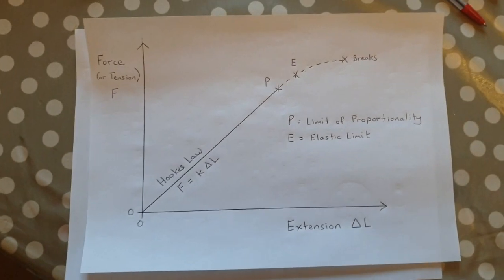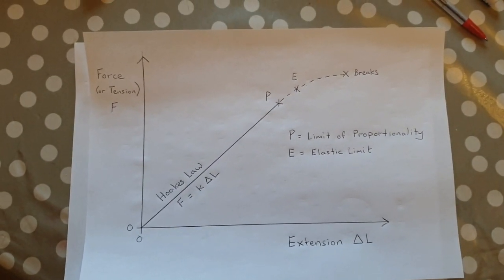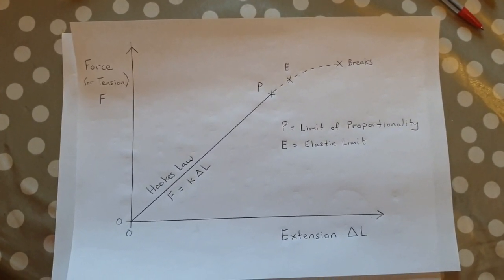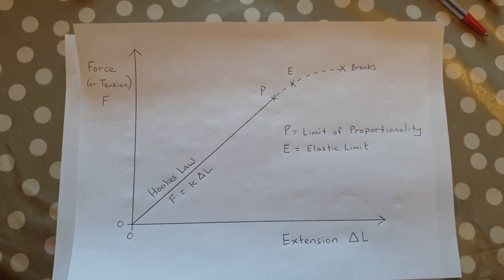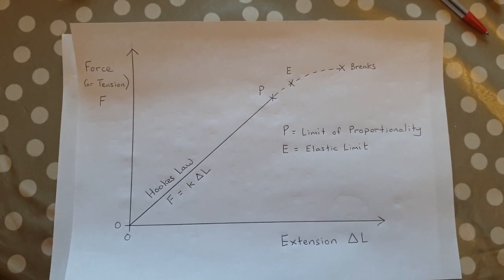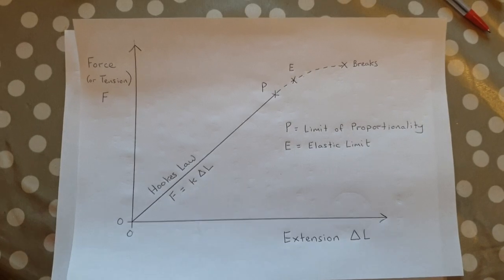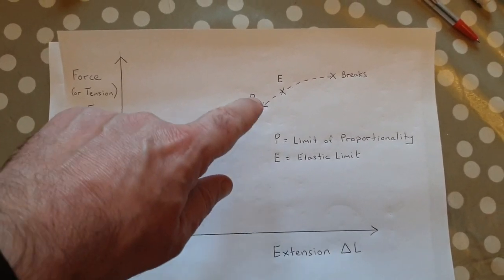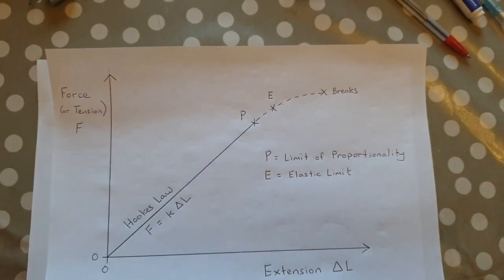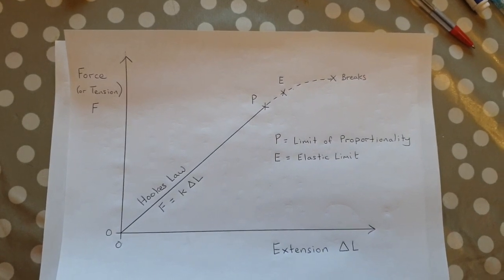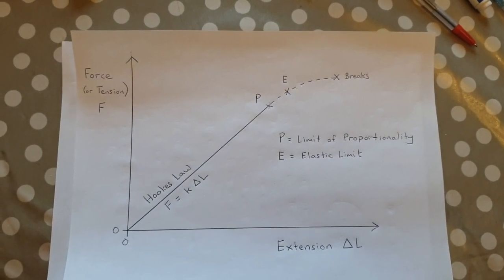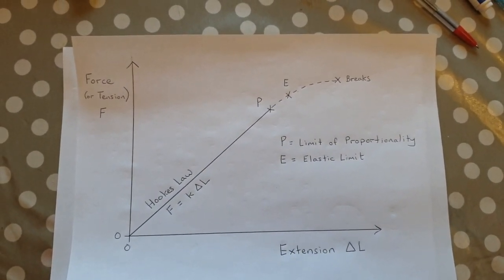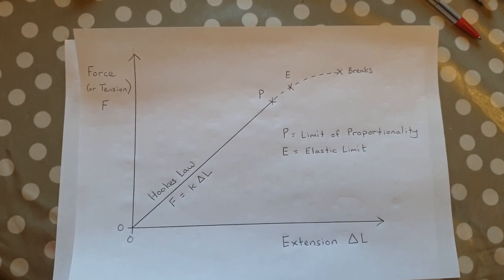Quite often, especially at GCSE, students confuse the limit of proportionality and the elastic limit, and they are actually slightly different. The limit of proportionality is the point at which Hooke's law stops being obeyed, but the elastic limit is the point beyond which the spring will not return to its original length if the force is taken off.